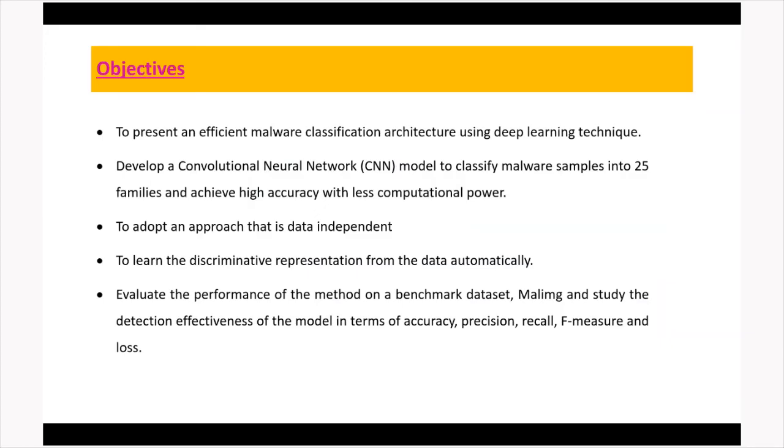So I'll come to the objectives. To present an efficient malware classification architecture using deep learning technique, develop a convolutional neural network model to classify malware samples into 25 families and achieve high accuracy with less computational power. Third objective is to adopt an approach that is data independent, to learn the discriminative representation from the data automatically, evaluate the performance of the method on a benchmark data set, that is MALIMG, and study the detection effectiveness of the model in terms of accuracy, precision, recall, F-measure, and loss.